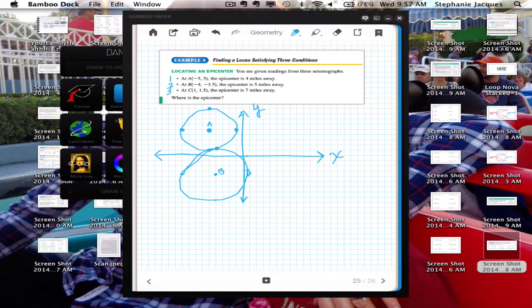So at C, I go over 1, up 1.5, so right about there. And it says the epicenter is 7 miles away. So I need to do 7. So I'm going to go 1, 2, 3, 4, 5, 6, 7 in each direction. Okay, and now I'll just try to sketch somewhat that circle.